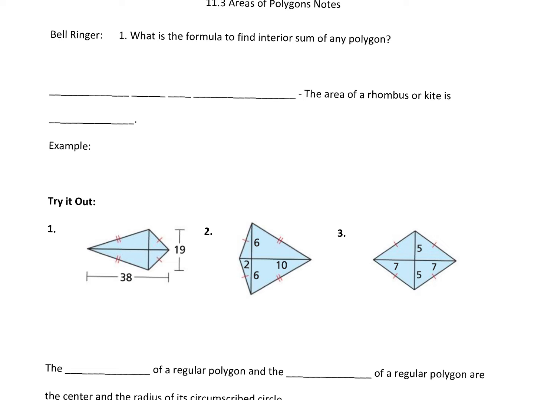11.3, we are talking about the area of a rhombus or a kite. And the formula for that is you take 1/2 the diagonal of one and a second diagonal. So let's say we have, let's draw this as a rhombus. And this being a kite here.